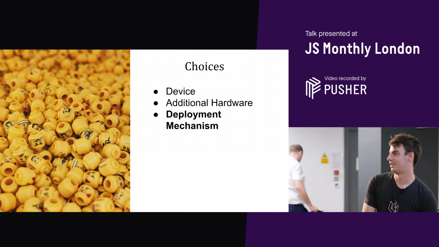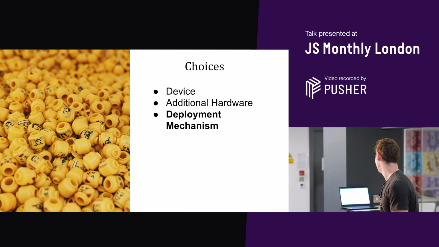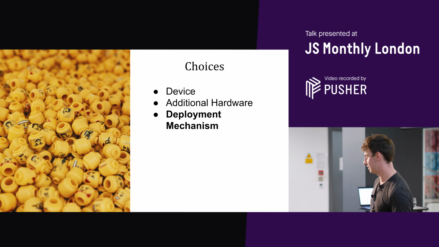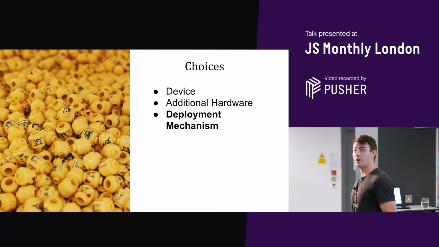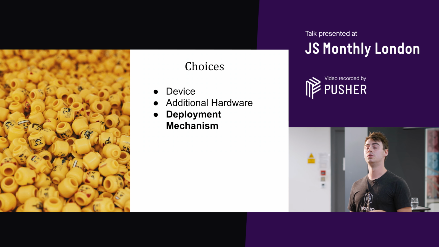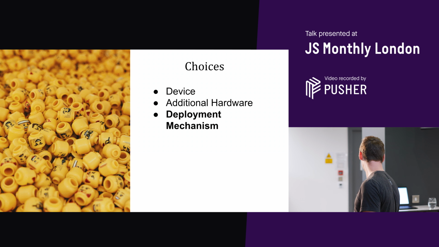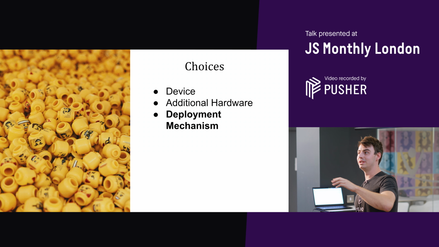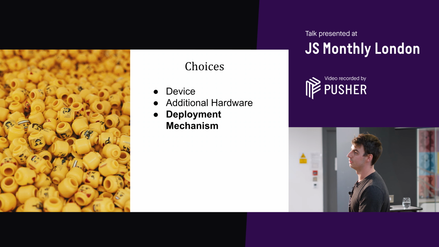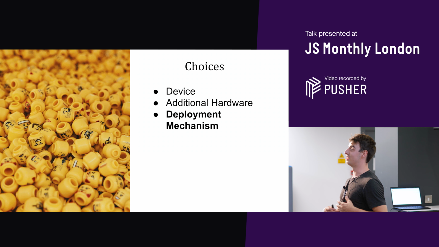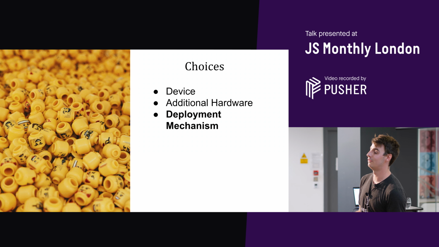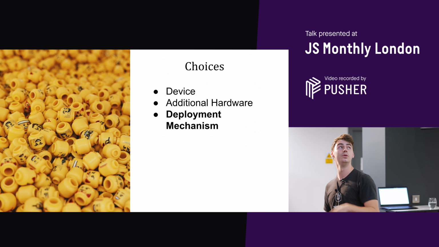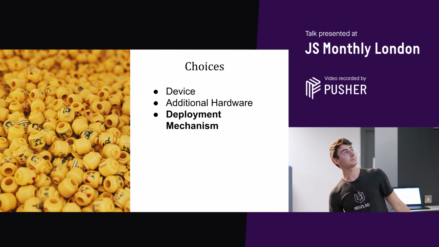So you've chosen your device, you've chosen the additional hardware that you want to add on, all of your sensors, all of your output mechanisms, that kind of thing. Now, how are you going to deploy that code to your device? With modern IoT deployment, there wasn't really that many options. So being from Resin, I'm going to talk about how we have enabled IoT projects to deploy their code to their devices.